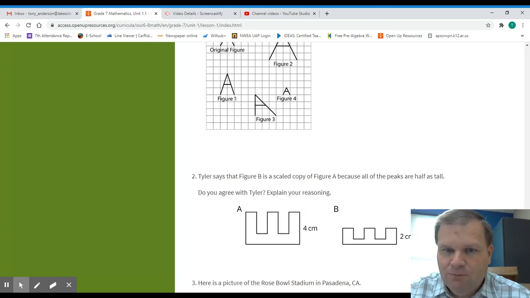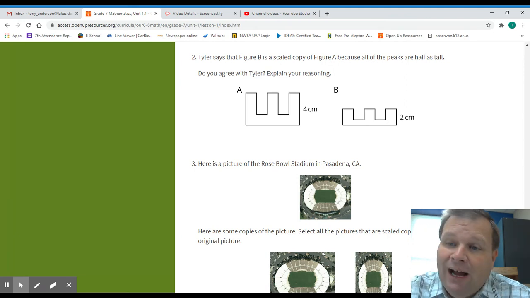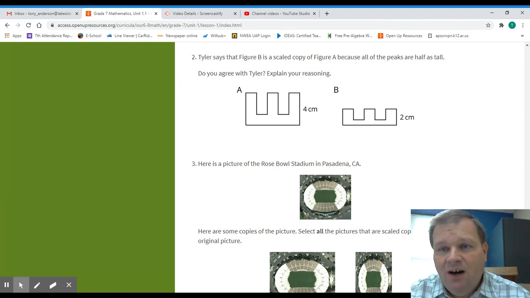So if we look at number 2, it says, Tyler says that these are scaled copies. Do you agree with him? If this were me, I would not agree with him because even though these are half the size, they multiplied by 1/2, this line right here is exactly the same size, so therefore they cannot be scaled copies.